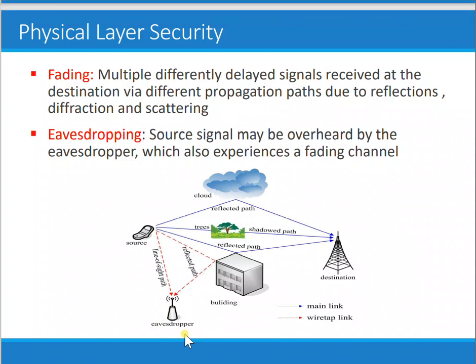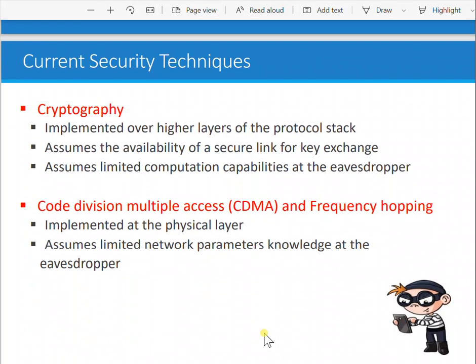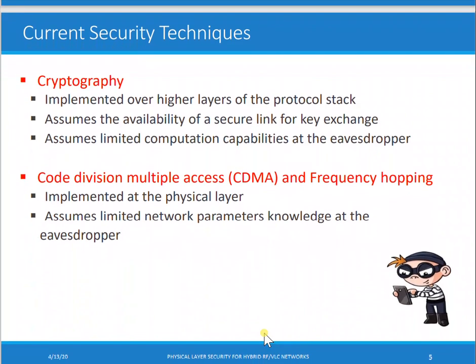The problem of eavesdropping is that the source signal may be overheard by the eavesdropper, which also experiences a fading channel. The signal goes everywhere, even to the eavesdropper; it reflects off a building. We have an eavesdropper in the frame in this diagram.